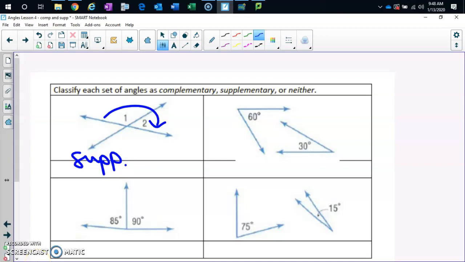Okay, these two angles. I've got a 60-degree angle and I've got a 30-degree angle. Are they complementary, supplementary, or neither? What is 60 plus 30? Use your calculator. That is 90 degrees. So what are they called? Complementary. Comp is fine.